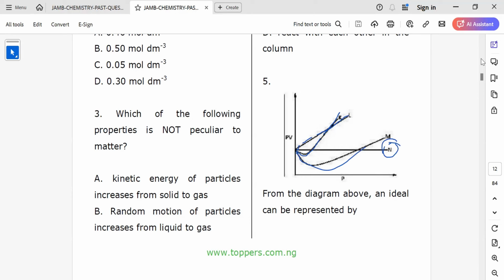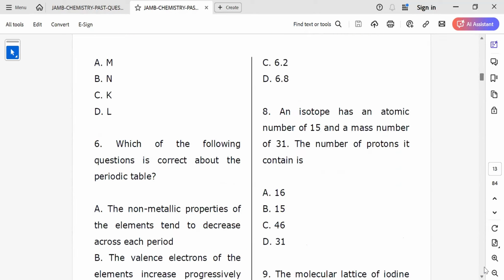That means it follows the formula that says PV is equal to nRT. So it means that there is no deviation. So the answer to this question is the option that carries N. So option B is the answer. This is option B. So option B is the answer to this question.